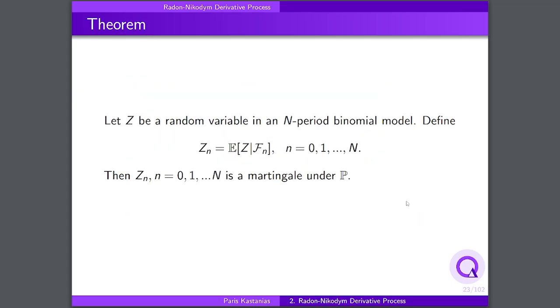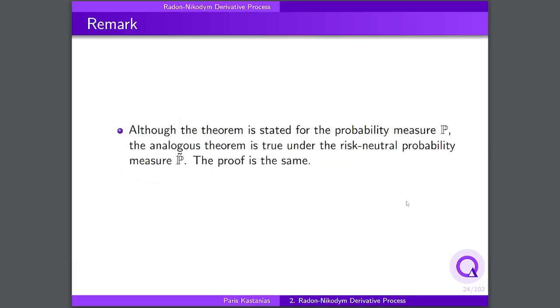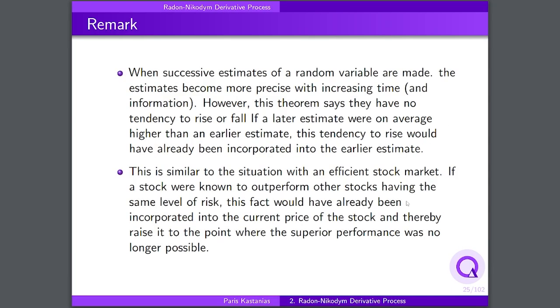So let Z be a random variable in an N-period binomial model. Define Zn equal to the expectation, with the actual probability measure P, of Z given Fn, so that's the information up until n. Then Zn, with n from 0 up to N, is a martingale. Although the theorem is stated for the probability measure P, you can also prove it for the risk-neutral probability measure P tilde.